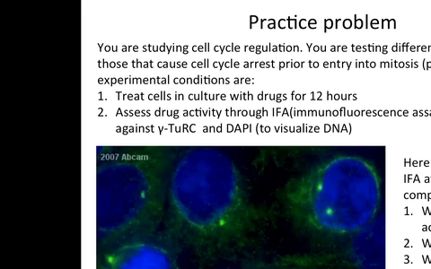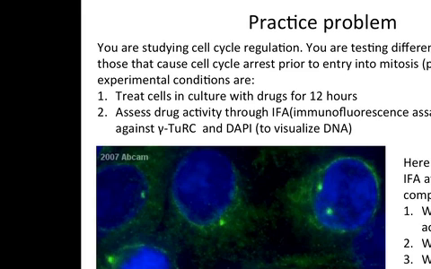Okay, so let's just go right into a practice problem to keep things fun and exciting. Okay, so you are studying cell cycle regulation. You're testing different drugs to identify those that cause cell cycle arrest prior to entry into mitosis, so prior to prophase. And so these are your experimental conditions. You treat your cells in culture with drugs for 12 hours. You've got like a whole bunch of different drugs that you're just testing.